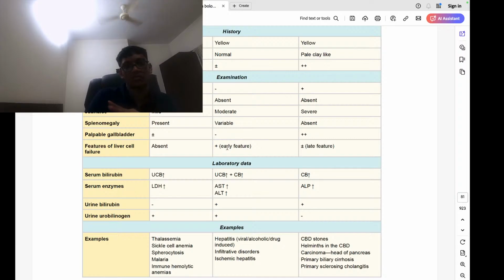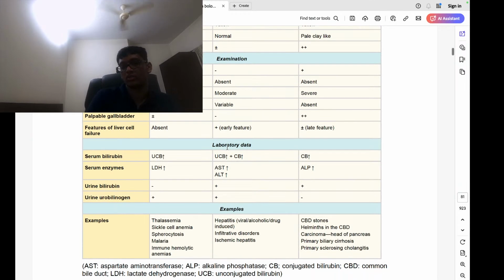That is why, because of urine bilirubin, it has a yellow color. Here also, because of that, yellow color will be there. Urine urobilinogen is absent in this. Then examples: thalassemia, sickle cell anemia, spherocytosis, malaria, hemolytic anemia, immune hemolytic anemias. These are all the causes of prehepatic jaundice.